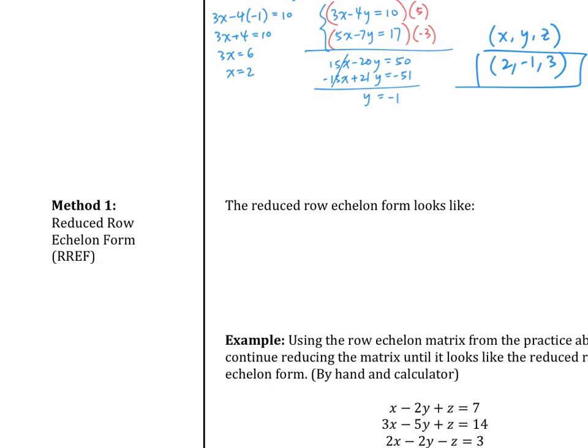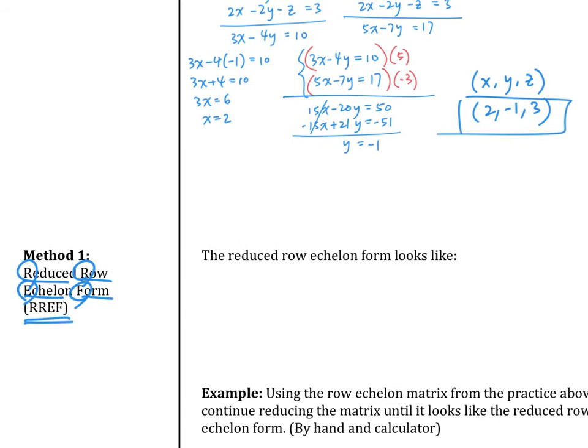What we're going to do now is write it in the matrix way, and then use the calculator to help us solve this. There are two methods. One is called reduced row echelon form, or RREF for short. I say RREF because it's going to show up as RREF on your calculator. To actually get it into reduced row echelon form, we need to first rewrite the system of equations as a matrix.